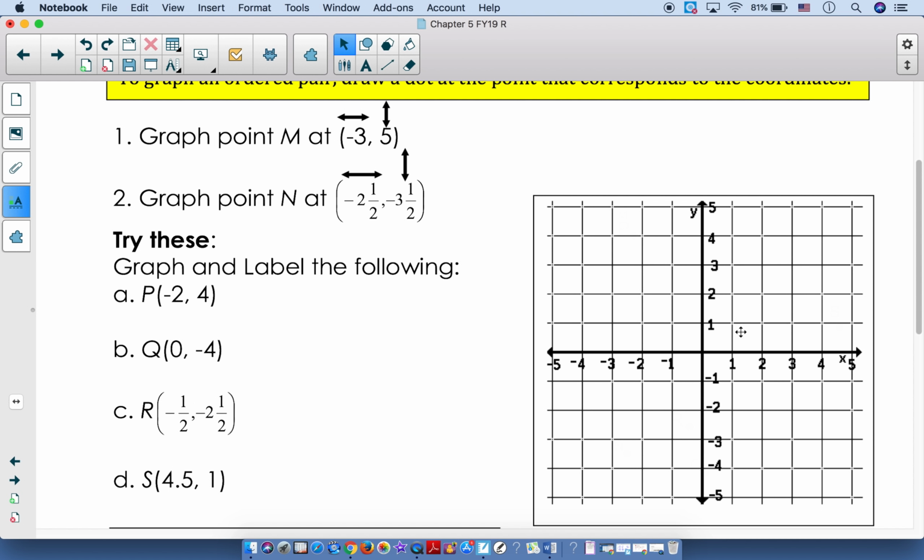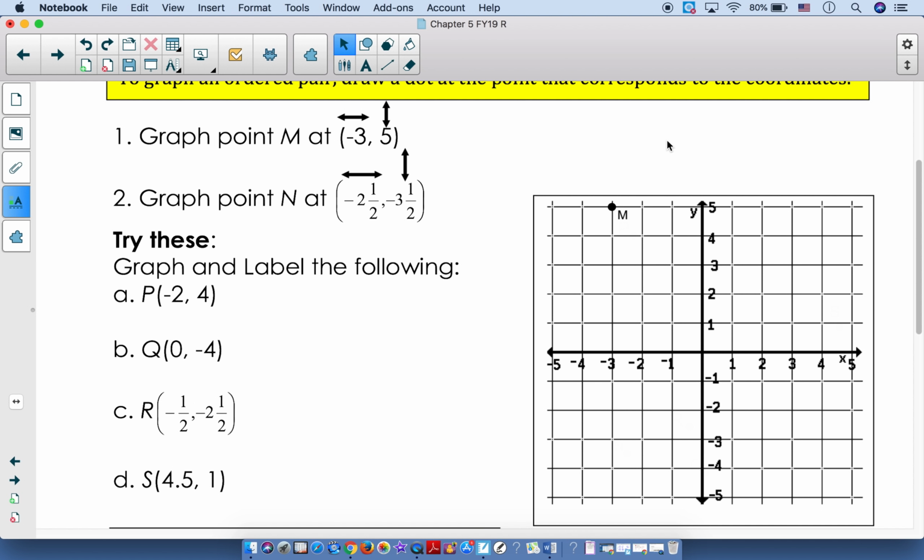So point M is at -3, so we go to -3 and then up to 5. When I graph point M, you'll notice that I wrote an M with it. In order for you to graph appropriately, you also need to label. So we're labeling it with the letter M because it says graph point M.